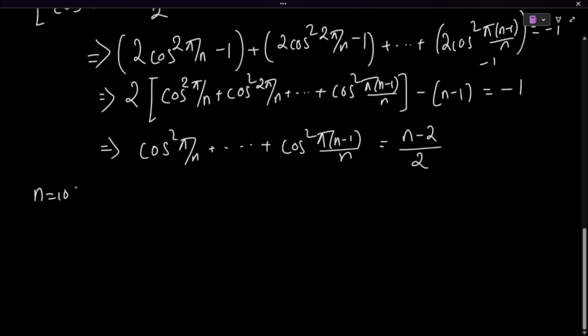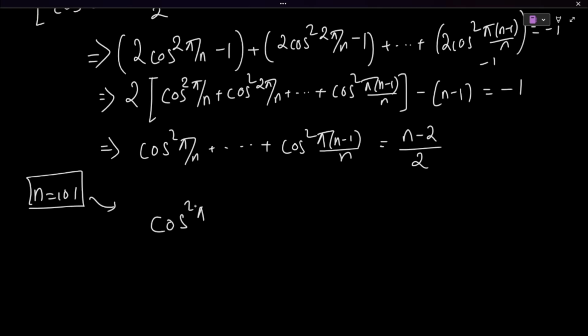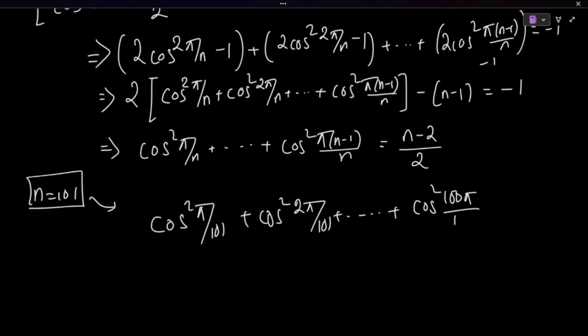Put n equals 101 to get our desired result, and that would give us cos square of pi by 101 plus cos square of 2 pi by 101, and you add all of these to get cos square of 100 pi by 101 equals, n was 101, so on the right hand side we should get 99 by 2. This is the correct answer.